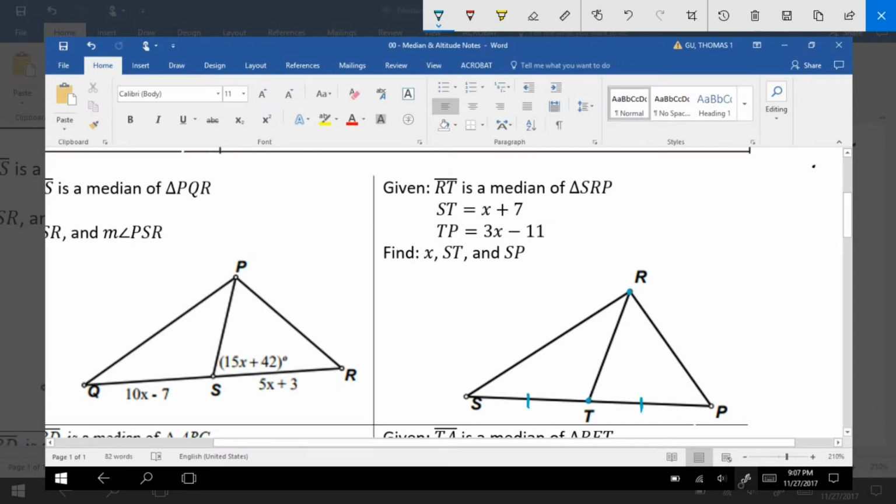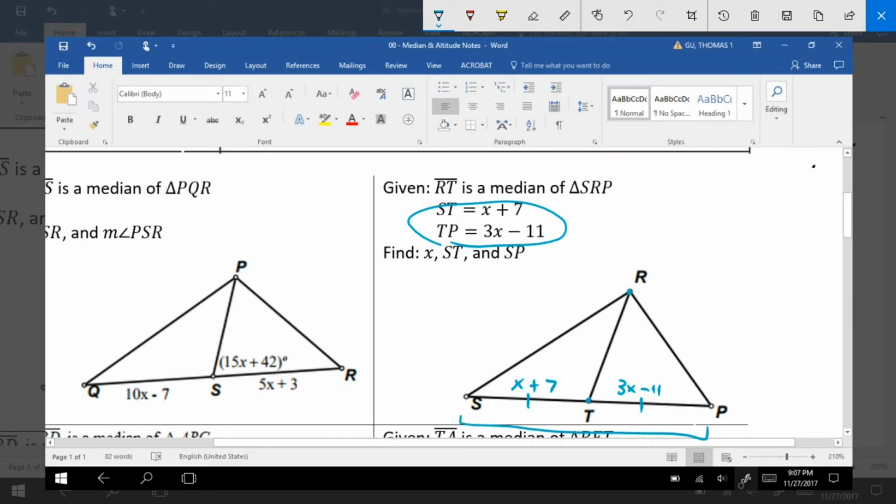Now, let's see what they gave us. ST is x plus 7. So that means this length right here is x plus 7. All right, TP is 3x minus 11. That's what they gave us right there. We're going to find x, ST, and SP. What is SP? That's the whole thing from there to there.